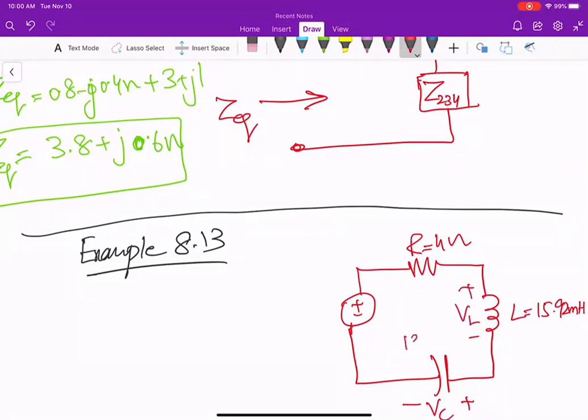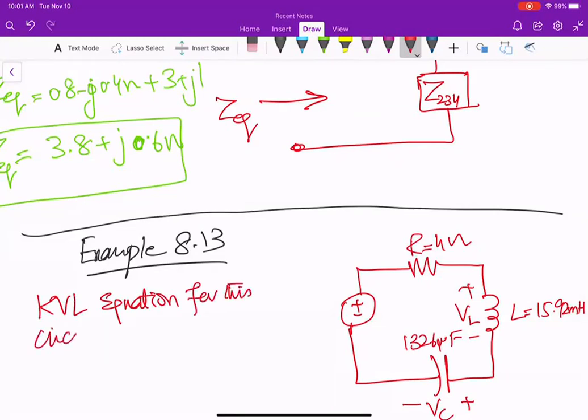This is 1326 microfarad. Okay, so you can see that we have it in terms of inductance and capacitance. So we need to convert them into what you should say impedances. But before that, we are just writing a KVL equation for this circuit, where we don't know Vs yet.